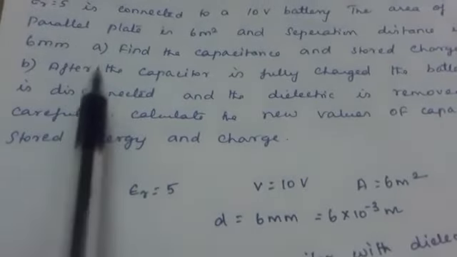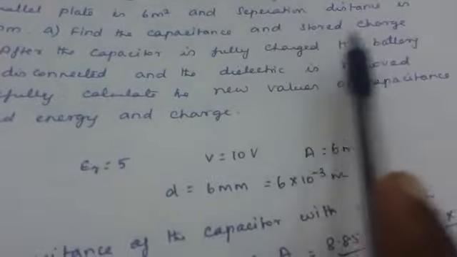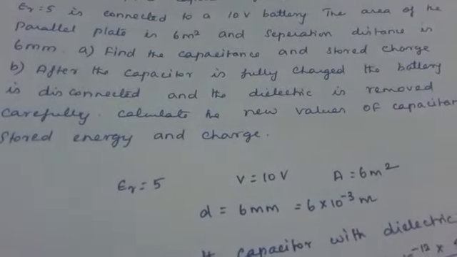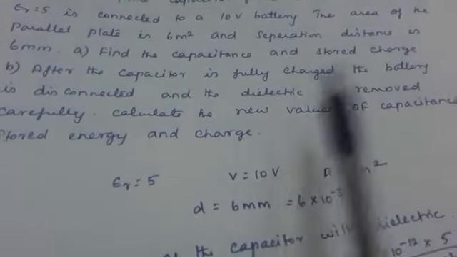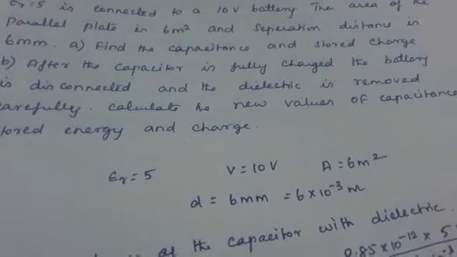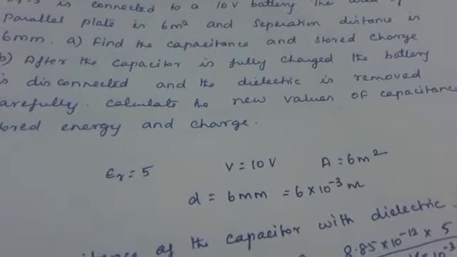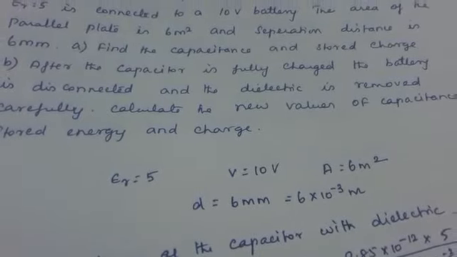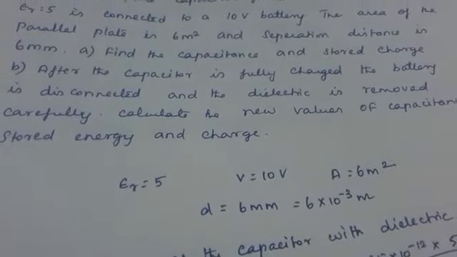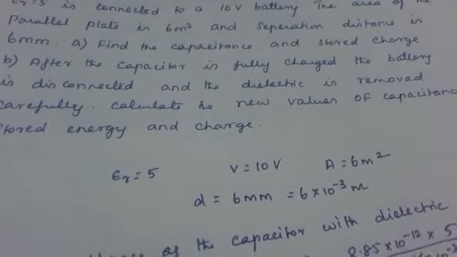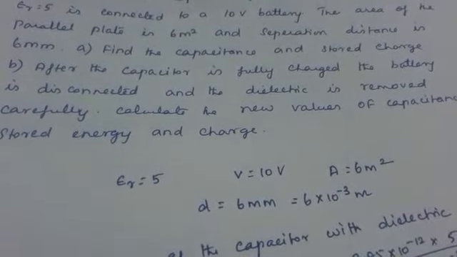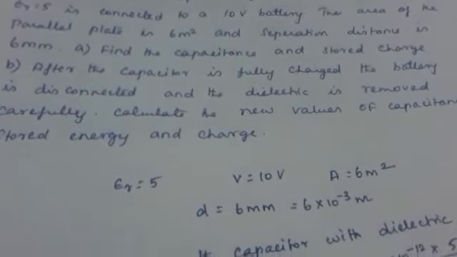Now the second part: after the capacitor is fully charged, the battery is disconnected and the dielectric is also removed. Both are done. The battery is disconnected and the dielectric is removed. What will happen to the charge now? The charge will remain the same.